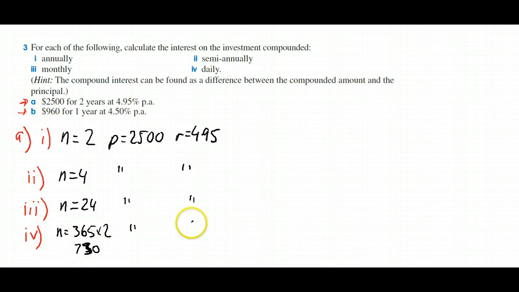Okay, so all we've got to do is put those into the calculator, and we're going to get an amount. It's going to give us the total amount in the calculator, and once we've got the total amount, as it says here, the compound interest is the difference between the compounded amount and the principal. So we'll just have to take the principal away from the amount we get, and we'll find out how much interest was gained.